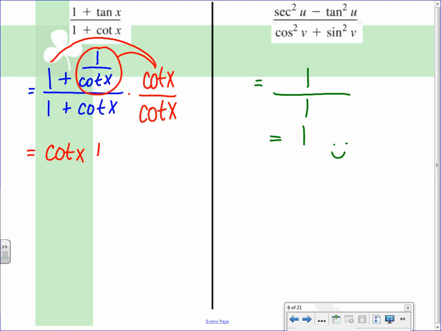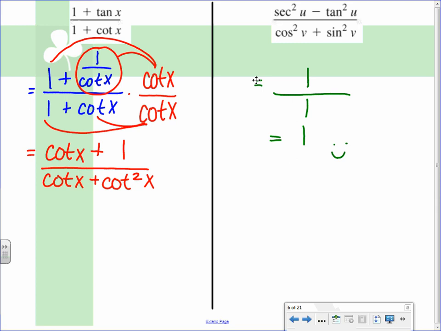Cotangent times 1 over cotangent. 1. That's what we wanted, right? We wanted to get rid of that denominator. Cotangent times 1, cotangent. Cotangent times cotangent. Cotangent squared.